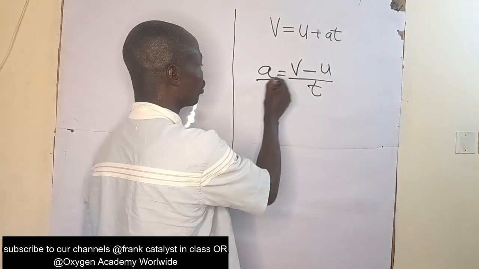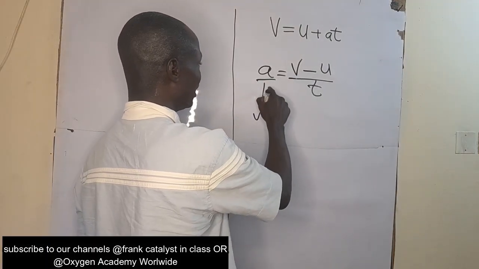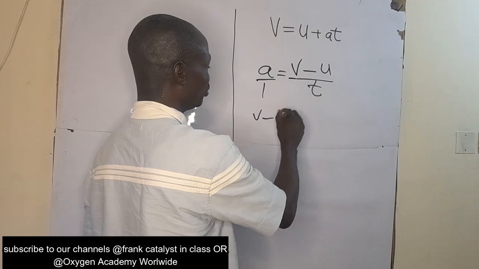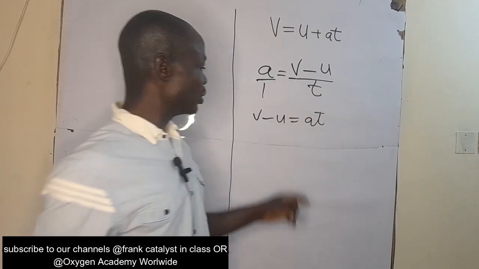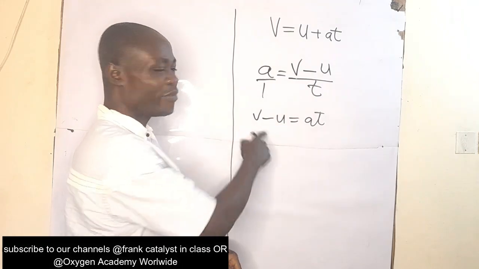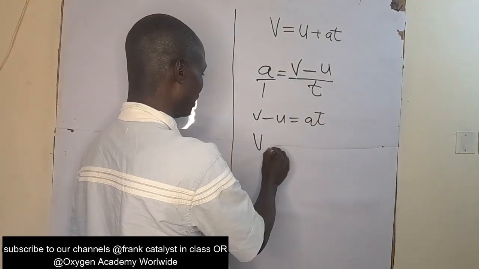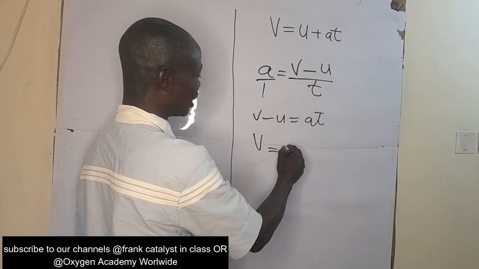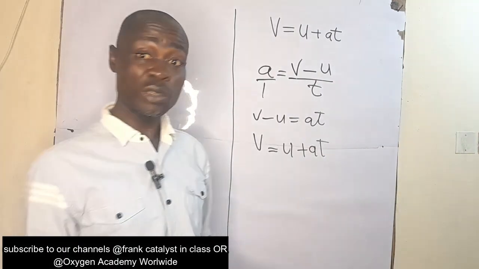And then when we cross multiply this, we see that 1 times v is v, 1 times minus u is minus u, and a times t is at. Then we want to make the final velocity the subject. So we just do v is equal to, moving this to the right, u plus at. And that's how we got the equation.